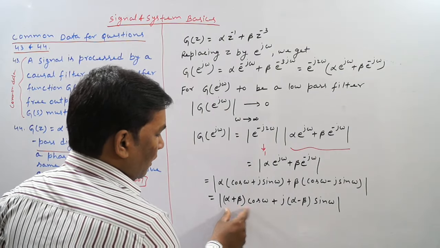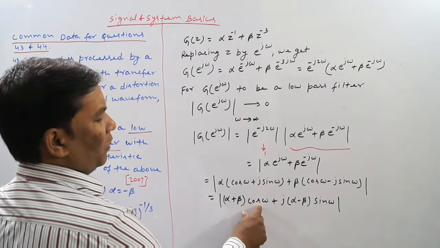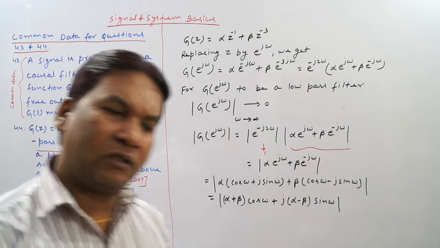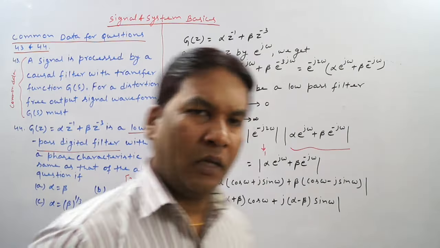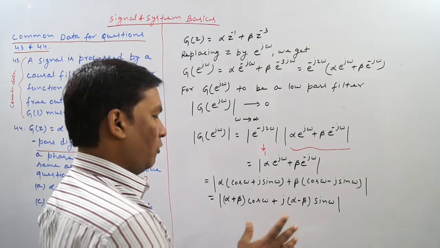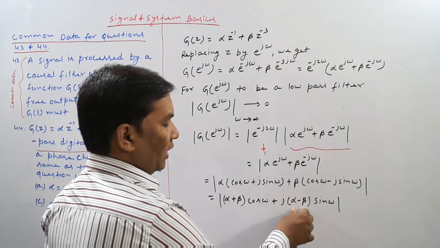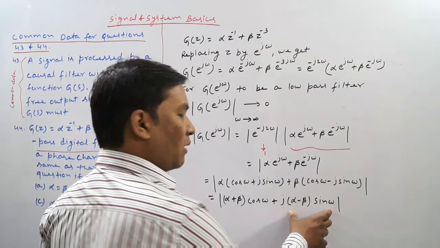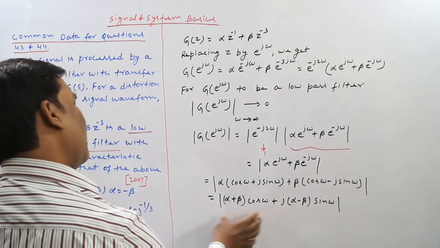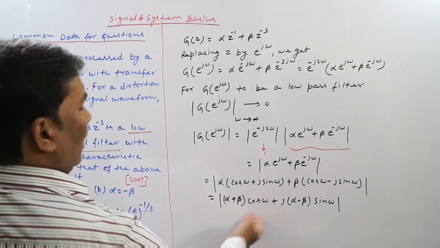And if omega is 0, what will be this part? This part, alpha plus beta cos omega, will be 1. So the frequency component will just go out, meaning there will be no frequency component. This is only possible when alpha is equal to beta. If alpha is equal to beta, then the imaginary part will be 0. Only we are left with this real part.